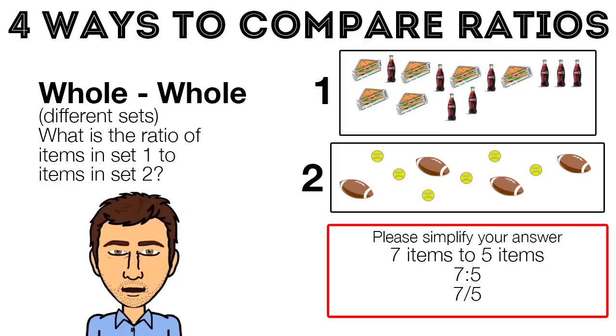So once again, make sure you simplify your answer. We know that for every 7 items in set 1, there are 5 items in set 2. When we counted, we came up with 14 items to 10 items. And when we simplify, we got 7 items to 5 items. And we can use the colon form 7:5 or the fraction form 7/5.